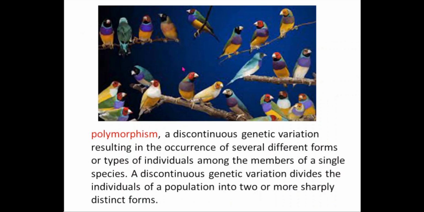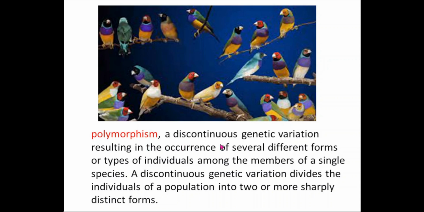This is polymorphism. Here is a very attractive picture of different birds. Poly means many, so how many colors can we observe here? A lot of different colors. That is polymorphism, different forms. So different forms of the beak, different forms of the wing color and the like.